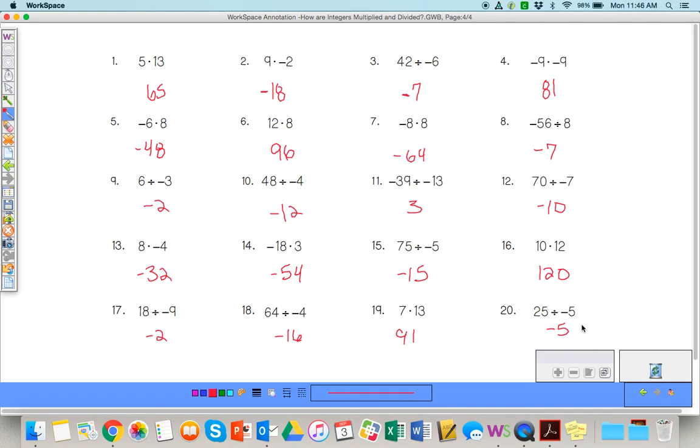All right, so that is the end of this video. You can go over and grab the quick check that says how are integers multiplied and divided.